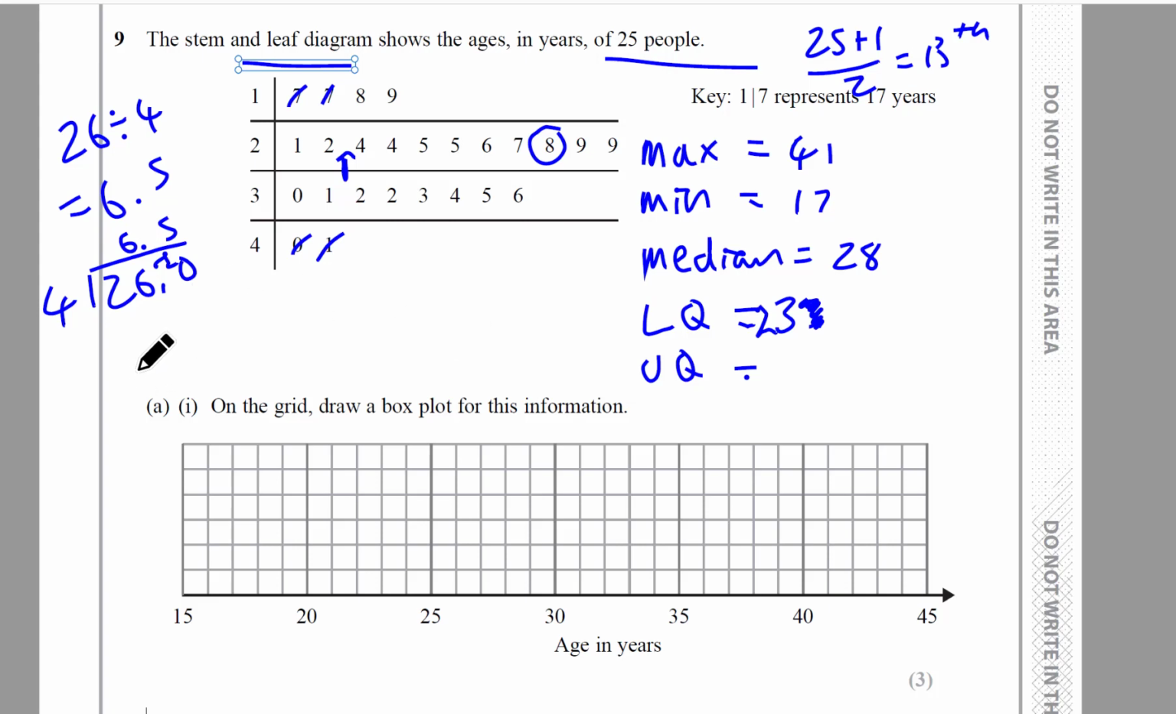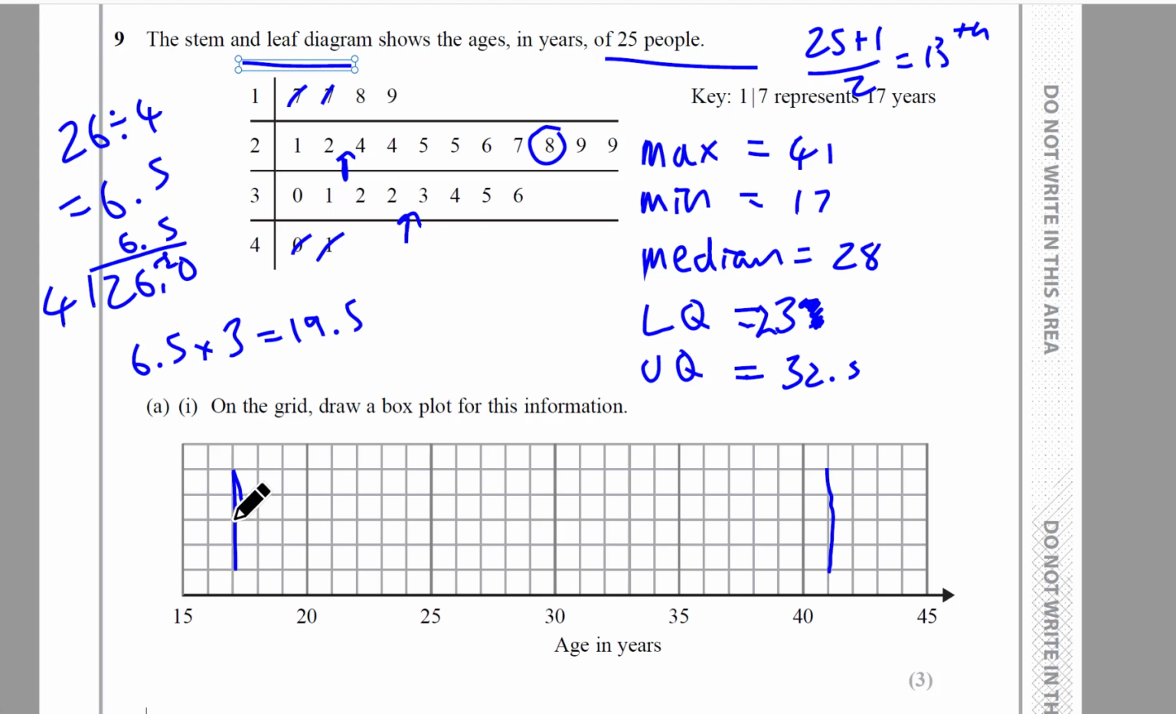Now the upper quartile is going to be 3 quarters, so just do 6.5 times 3, which is 19.5. I know that's the 13th number. 14th, 15th, 16th, 17th, 18th, 19th, 19.5, so that's going to be 32.5 as upper quartile. And then we've just filled those in to get our full marks. So if you've forgotten how to do it, you should still do this for method marks. That's 41. Those are the whiskers. The minimum is 17. And just check the scale. Yeah, it's all going up in 1, so that's perfect.